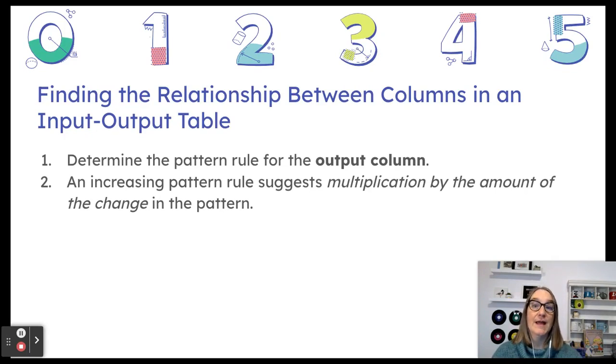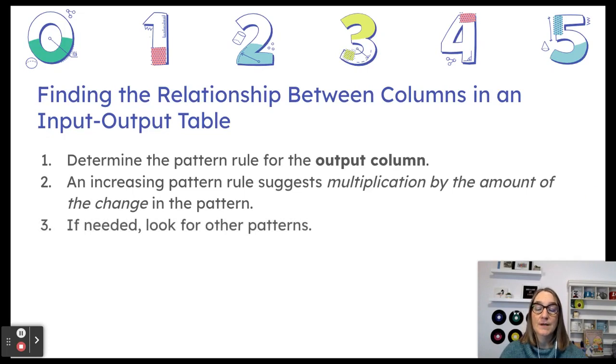Now, what if the pattern rule for the output column doesn't lead you to a good clue? That happens sometimes. And if it does, the next step is to look for other patterns that can help. For example, not all input columns go up by 1 each time. Sometimes they have a greater change, and that can be a clue. Also, we want to look across the rows from input to output. Do the numbers get bigger? If each input is less than its corresponding output, that's a clue that the operation is multiplication, because we're getting bigger, right? But if each input is greater than its corresponding output, then that's a clue that the operation is likely division.